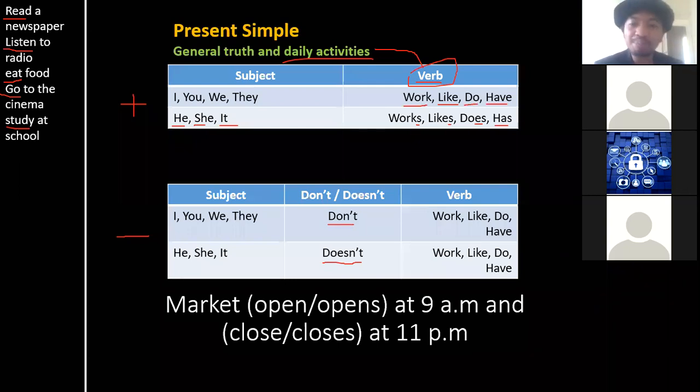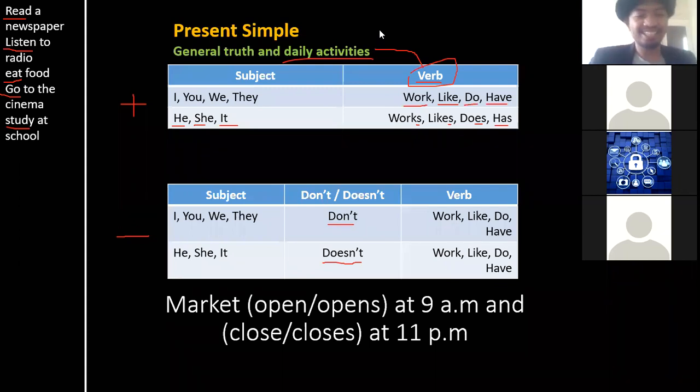Okay. Market open or market opens? Market open or market opens? Market is it. For example, market is it. Yes, market opens. Okay. Market is it. Now market close or market closes? Look, market is it. Close or closes? Yes. Market closes. Market opens at 9 a.m. and market closes at 11 p.m.